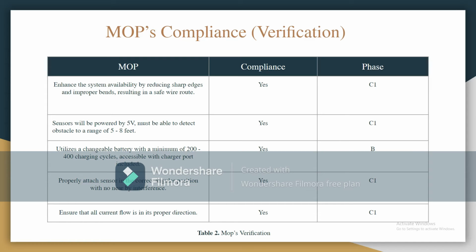Now for the MOP compliance verification, we're going to start with our first MOP, which is to enhance the system availability by reducing sharp edges and improper bends, resulting in a safe wire route. Yes, we did comply with this, and we verified it on phase CE1, which my partner Gustavo was working on with the housing where the electrical components are going to be, and we set it up for a very safe route and no sharp edges or improper bends that would result in improper wire routing.